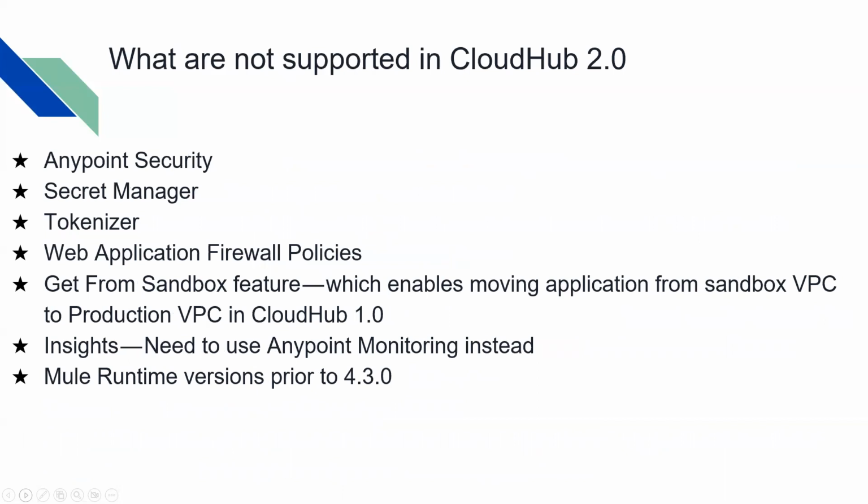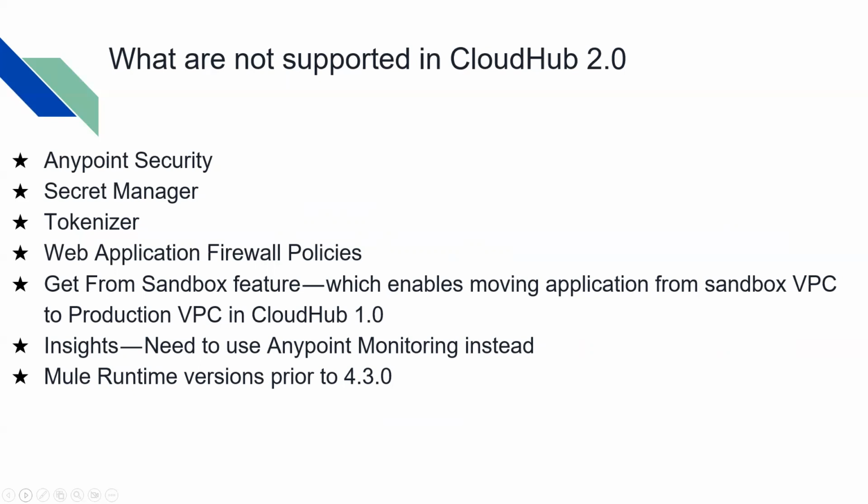So what is not supported in CloudHub 2.0? These are also important, because if these things are absolutely necessary for your implementation or architecture, then probably your case is not a good candidate to move to CloudHub 2.0. You can still stick with CloudHub 1.0. Endpoint security, secret manager, tokenizer, and web application firewall policies are not supported in CloudHub 2.0.